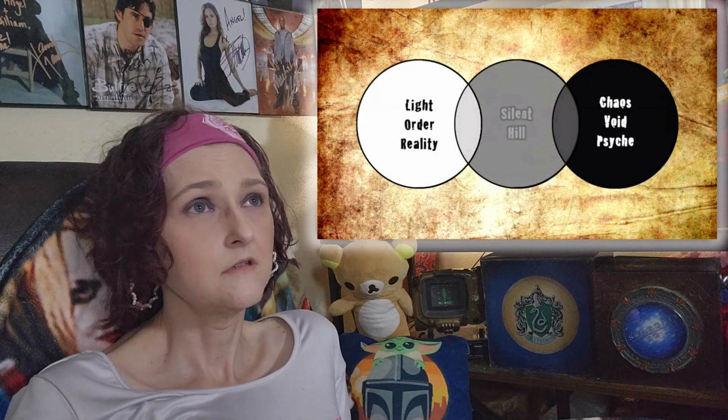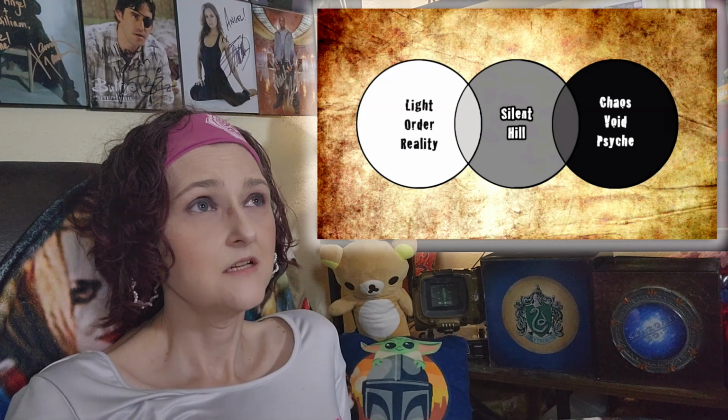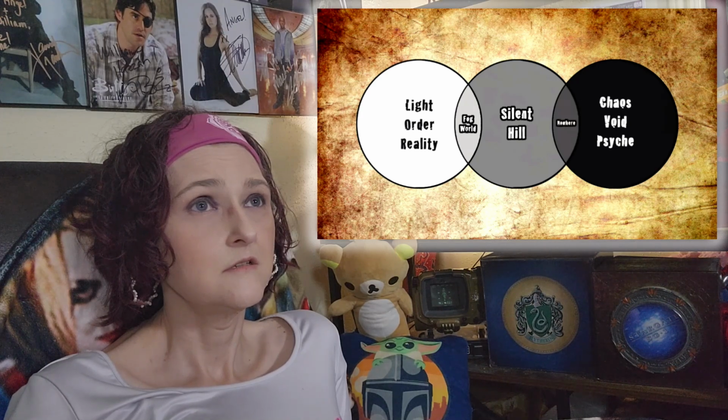I separated the yin-yang symbol into 3 circles and connected them into a Venn diagram. I dubbed the left circle as light, order, reality, and the right circle as darkness, chaos, void, and psyche. Then I was left with the middle circle. For reasons I can't explain, I dubbed the middle circle as Silent Hill. Then there were the overlapping areas. I dubbed the left overlap as the fog world, the right overlap as nowhere, the location from the first game, and the middle as the other world.